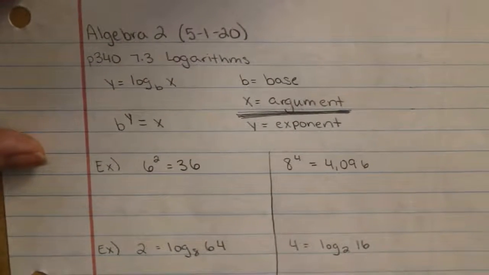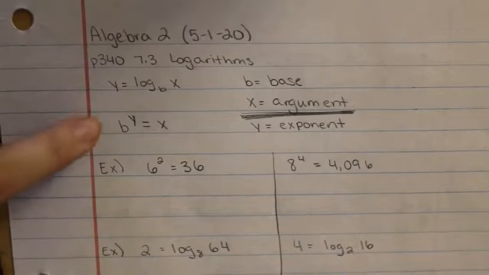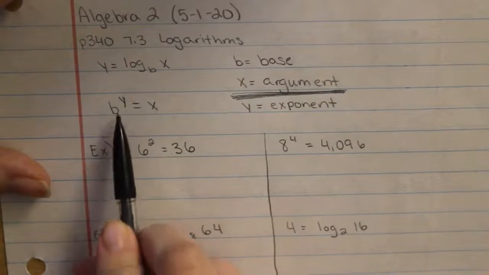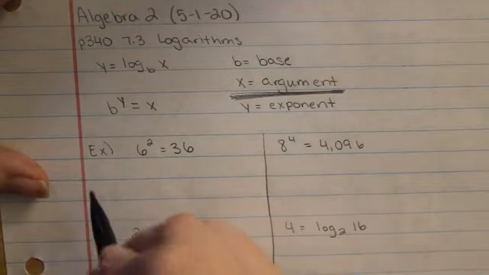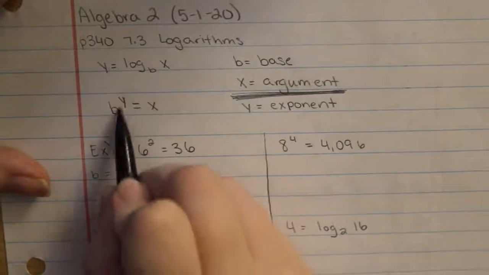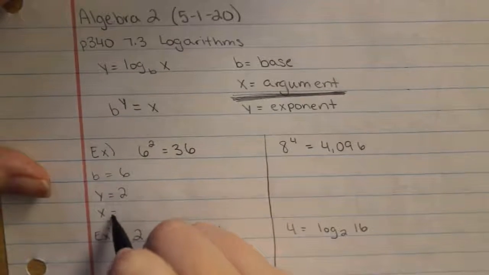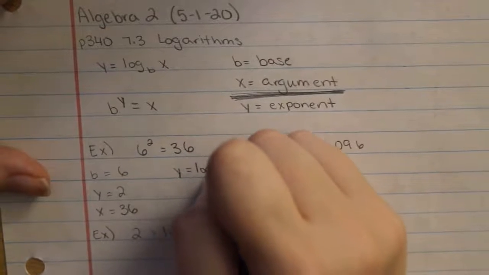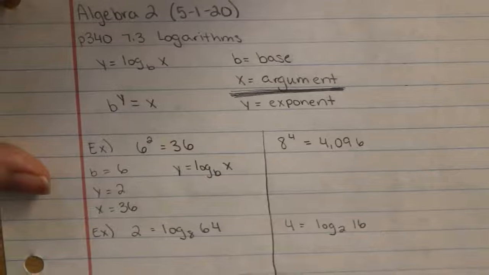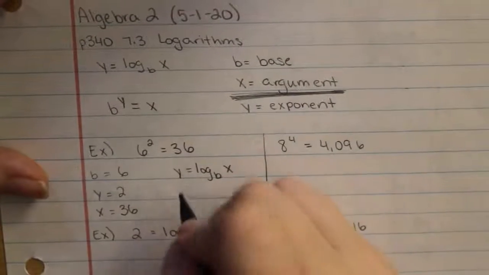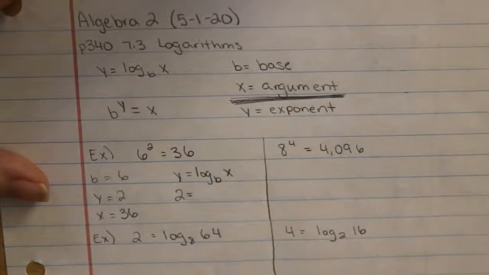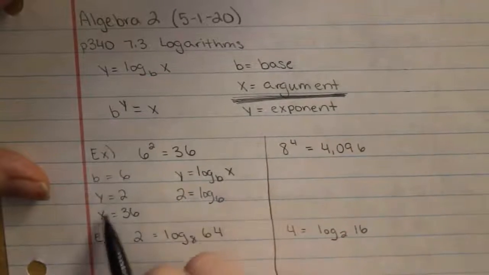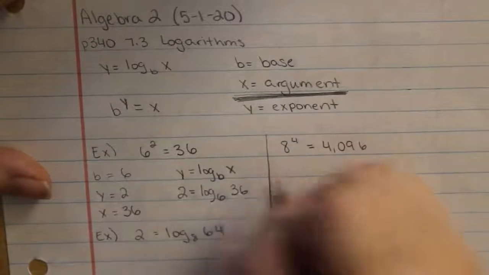What I'm going to do is give a couple examples of how we move these around to set them up, converting between each of these forms. If we look here, it's our second format. I've got my base, my exponent, and my argument. I'm going to write those down real quick, and then I'm going to put this back into y equals log base b of x. I'm going to plug in my y, which is 2. I'm going to carry down my equals sign. I'm going to bring down my log, and I'm going to put b is 6. And then my argument is 36. And that's my answer right there.